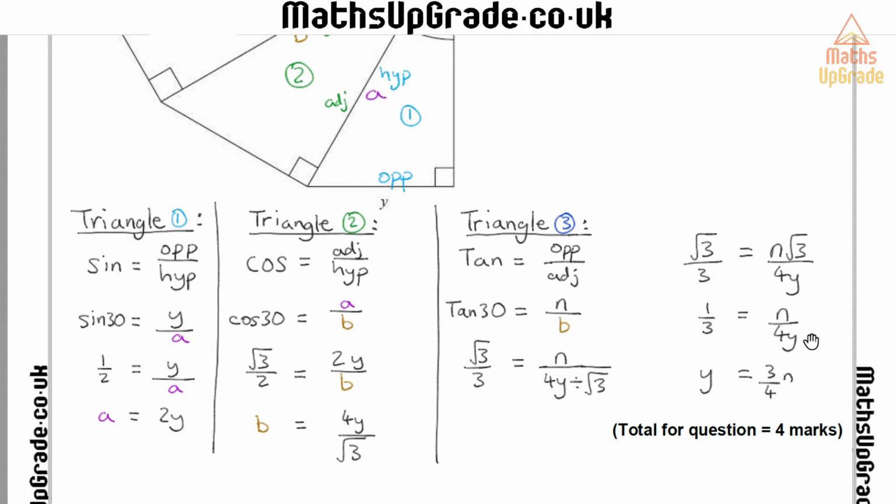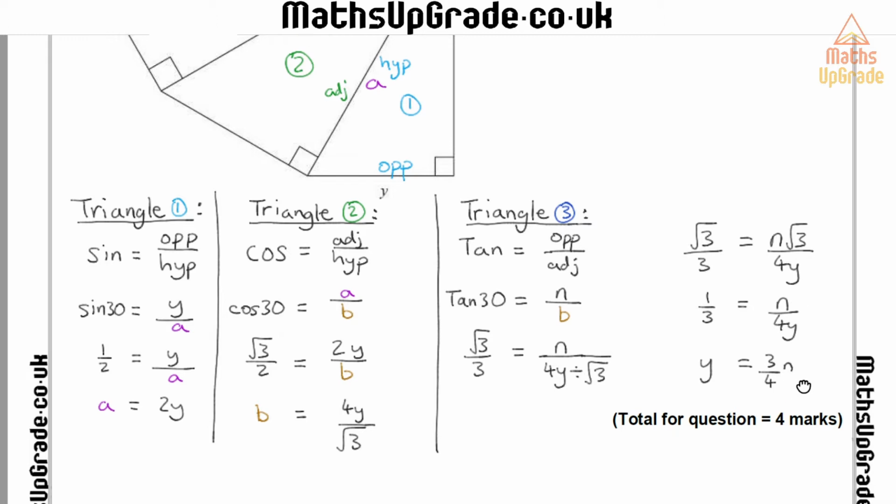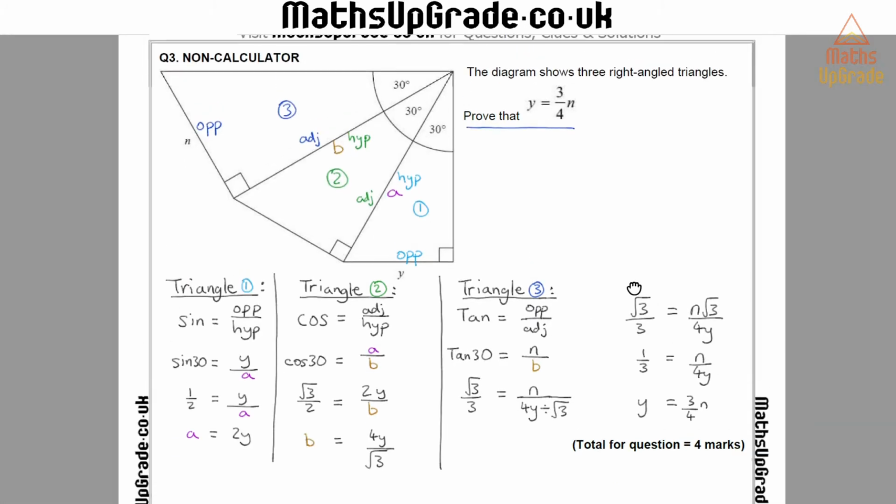Now, if I get y the subject of this equation, multiply through by y, and multiply through by 3 on both sides, I get y equals 3/4 n. So that whole question there is worth 4 marks. It is a tough question, so make sure you follow it all through, and you'll get those 4 marks.